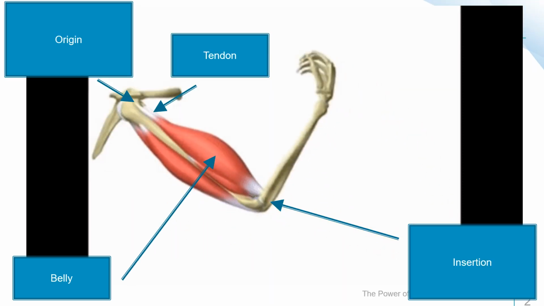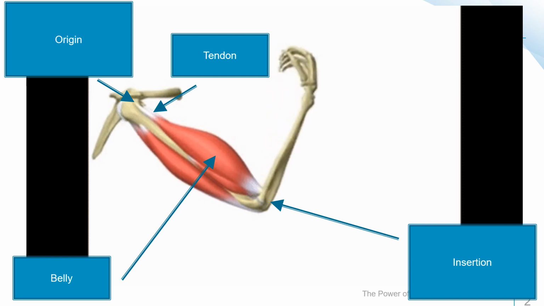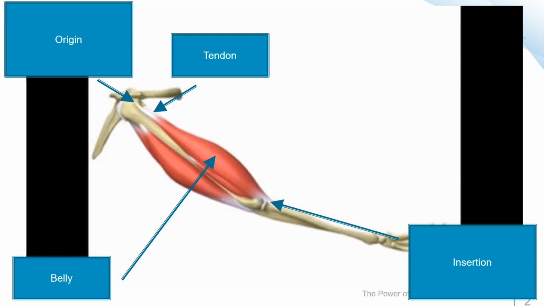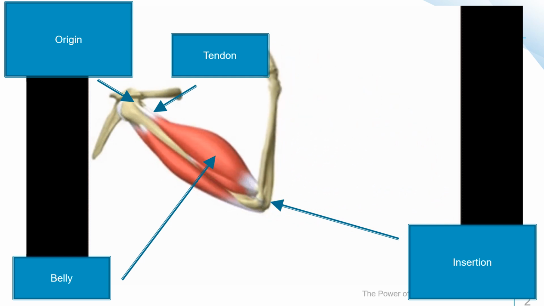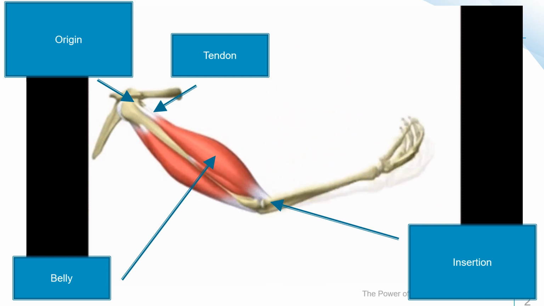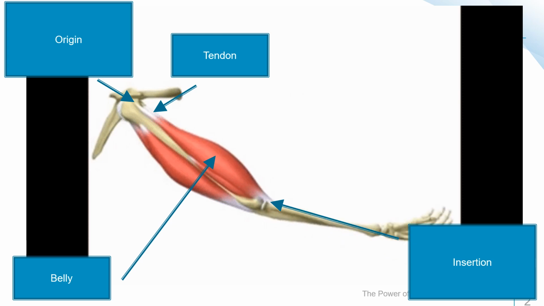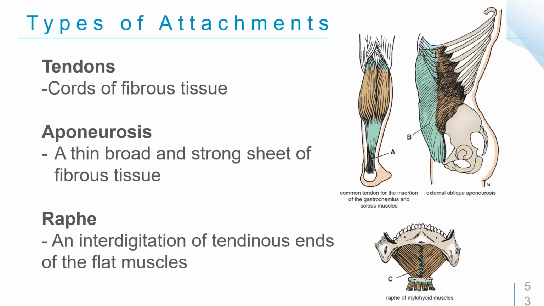The fleshy part of the muscle is referred to as its belly, and the ends of the muscle are attached to bones, cartilage, or ligaments by cords of fibrous tissue called tendons. Occasionally, flattened muscles are attached by a thin but strong sheet of fibrous tissue called aponeurosis. A raphe is an interdigitation of the tendinous ends of fibers of flat muscles.